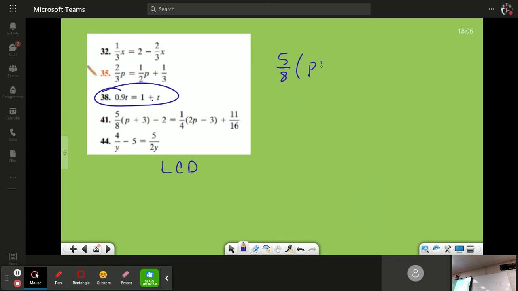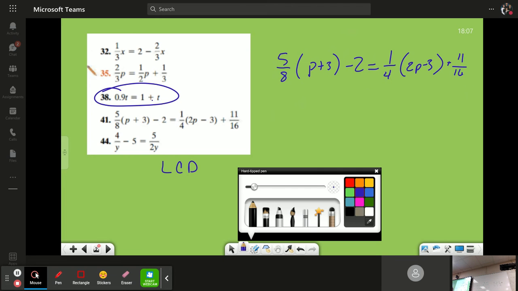5/8 p plus 3 minus 2 equals 1/4 times 2p minus 3. Alright, where are my denominators? Who are my denominators in this one? 16, 4, and 8. So if I was counting by 4, 8, and 16, 16 would be my least common denominator because 8 goes into 16, 16 goes into 16, and 4 does.